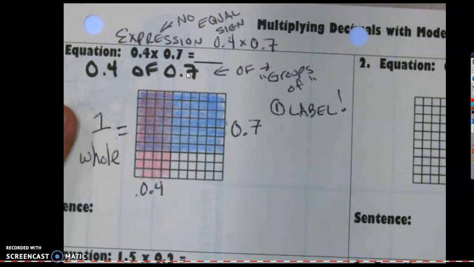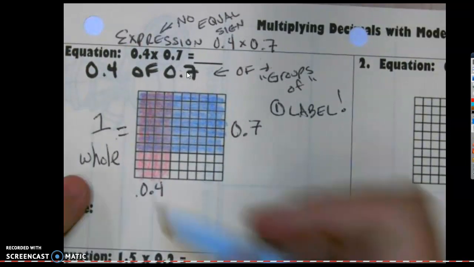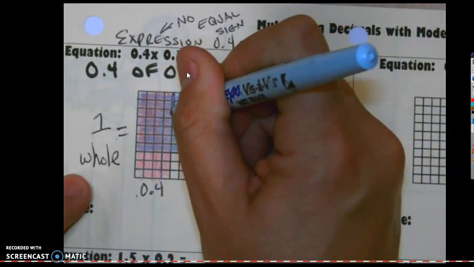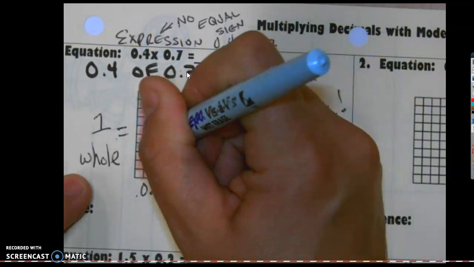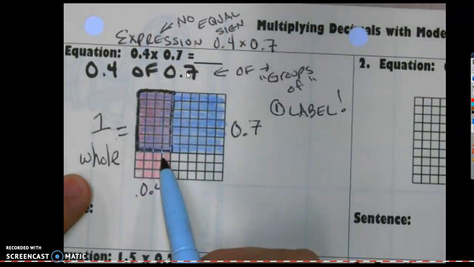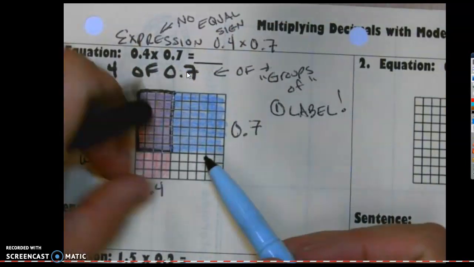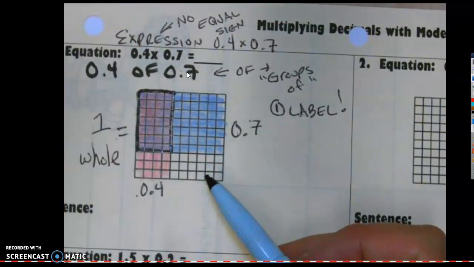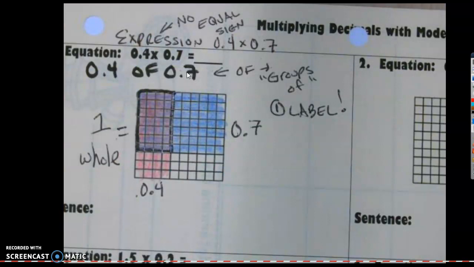Now, your product lies where the two colors overlap. So if you take a look right here, and you look where both overlap, here's my 4/10. Well, this is 7/10 of 4/10, or 4/10 of 7/10.